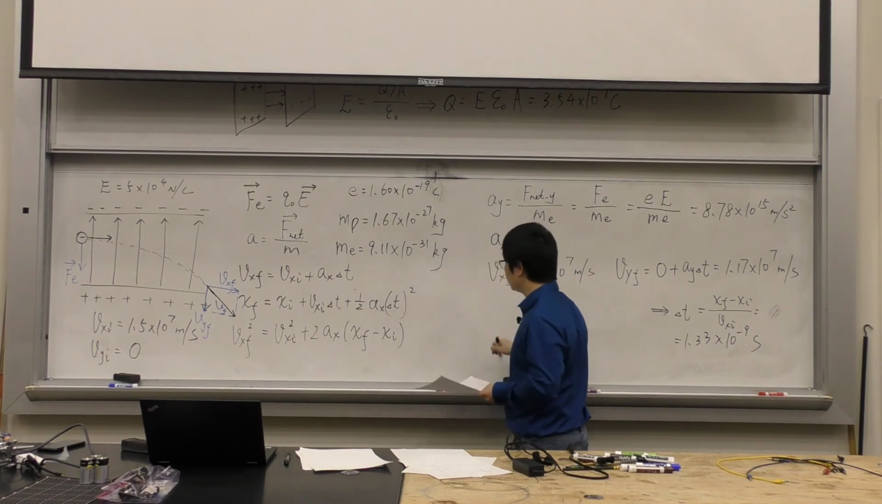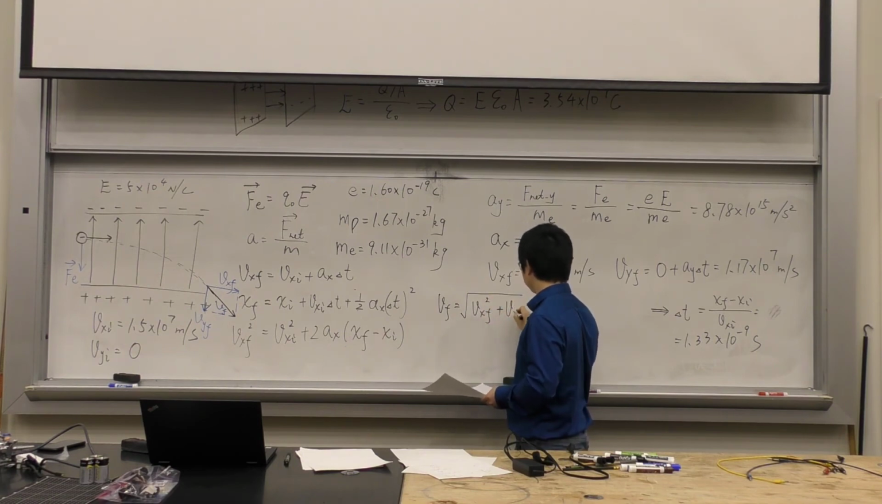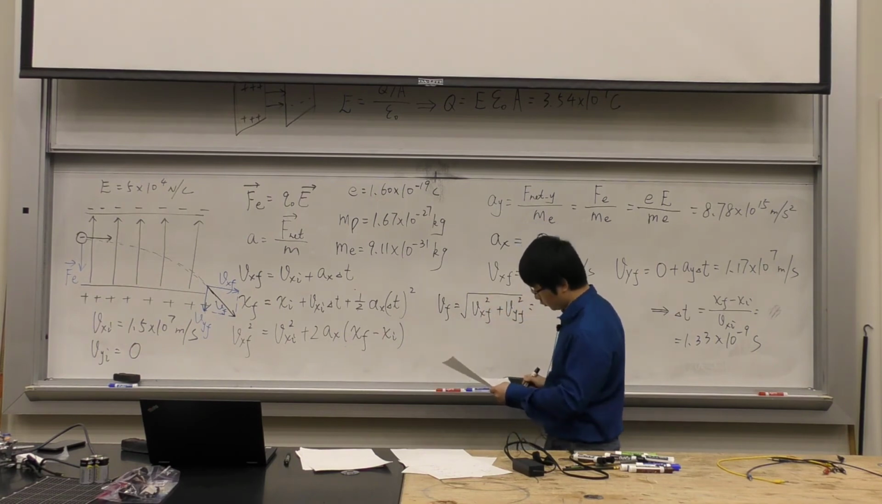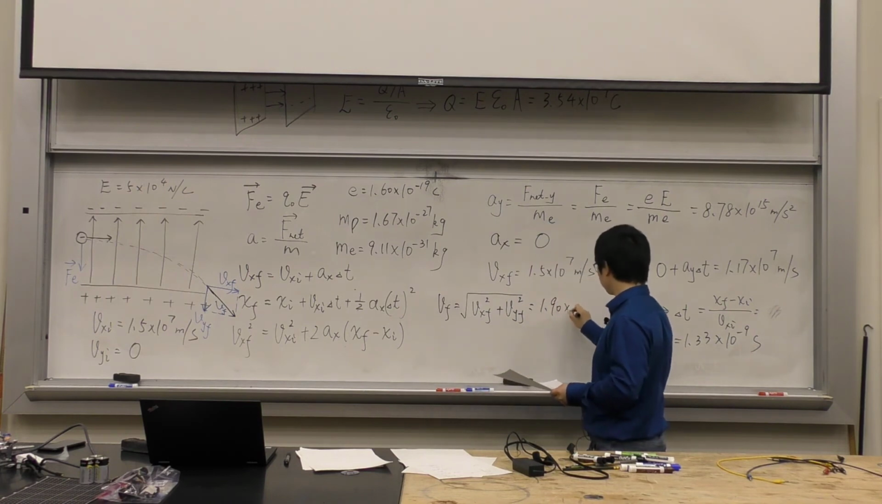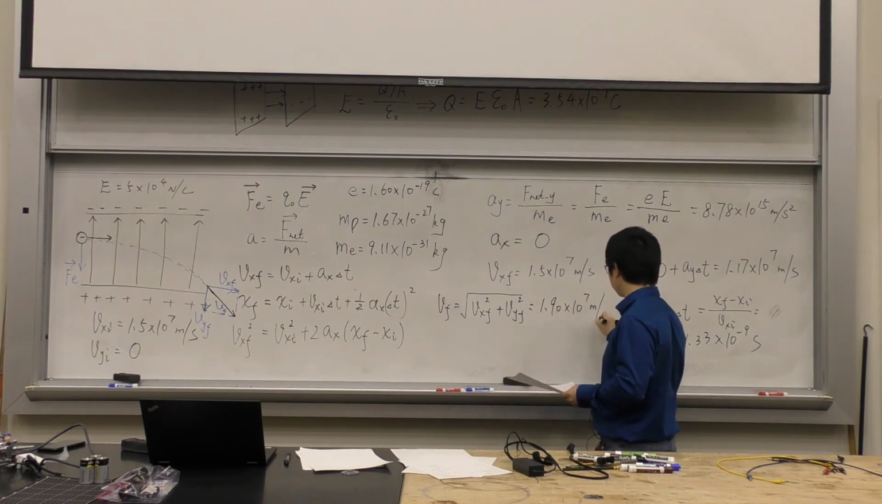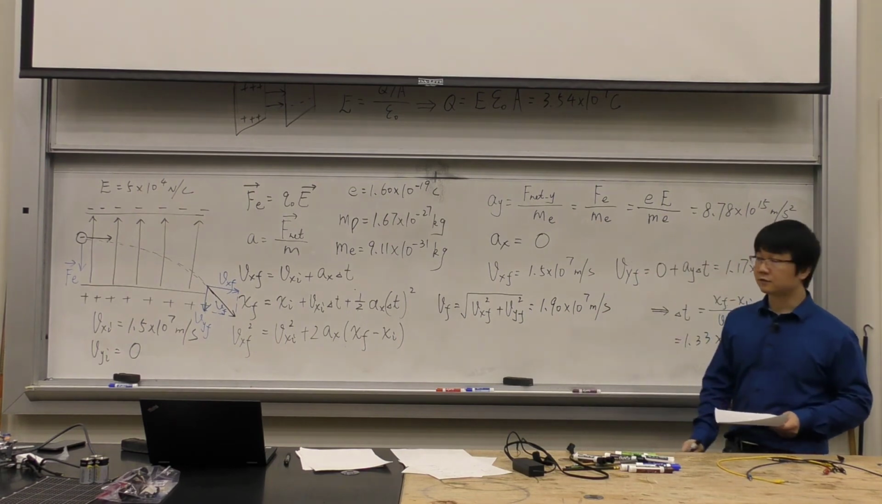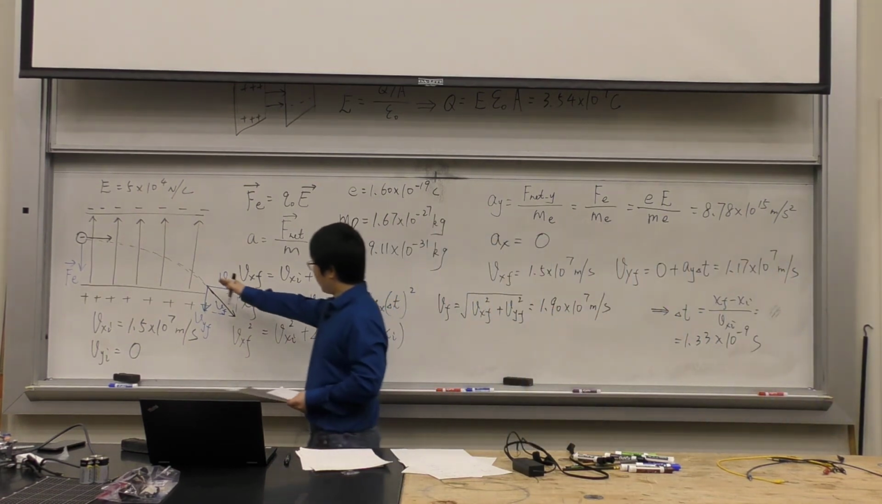So the magnitude of VF is going to be x squared plus y squared, and then square root. This is going to give me 1.90 times 10 to the 7 meters per second. All right, so that's the final velocity of this guy at this point.